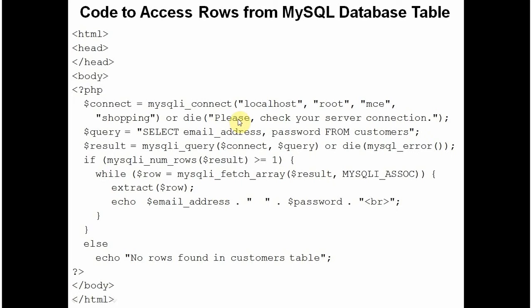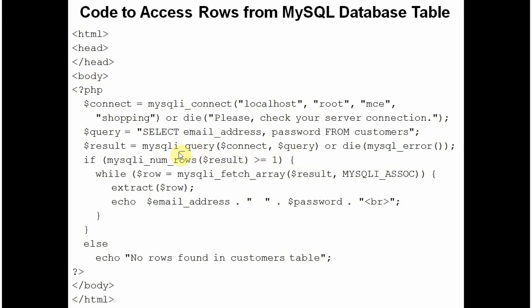But if it comes here, that means the connection is successfully established with the MySQL database. Here you are creating one SQL statement, select. You are saying that you access these two columns, email_address and password, from the customers table. So this string is stored in this SQL statement query, but it is not yet executed. It is the mysqli_query method which executes the SQL statement.